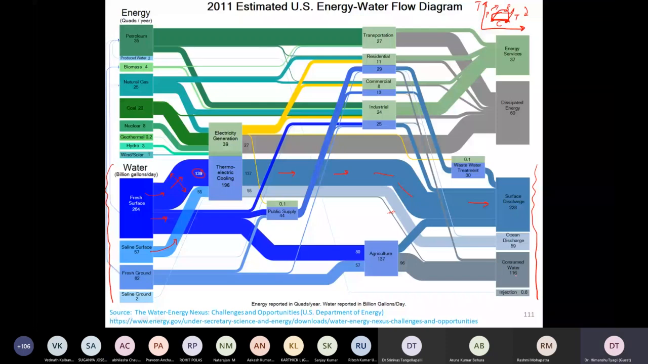And why am I not saying that it is consumed by the electrical power plant? Because it is giving it back, isn't it? It is cooling this condenser. Its own temperature increases by maybe 5 degrees, 10 degrees, 20 degrees, whatever the amount. And then the heated water goes back to the same canal. If it is taken from the saline surface, the ocean, it is dumped back into the ocean discharge, isn't it? You follow this line, it goes from here, here, and then it has gone back to the same discharge.